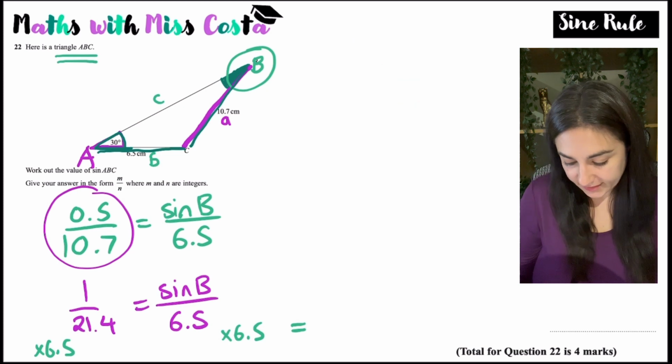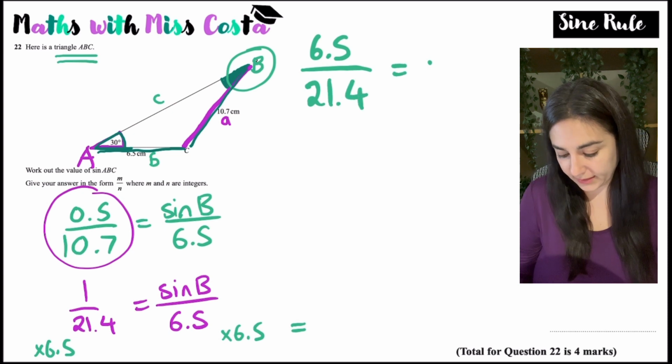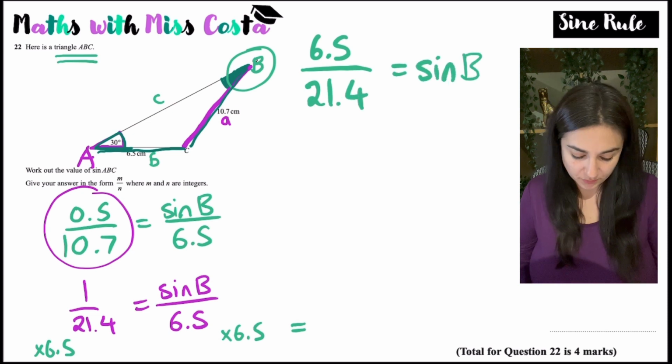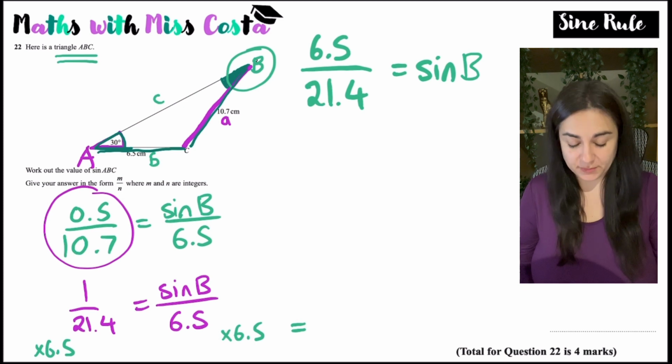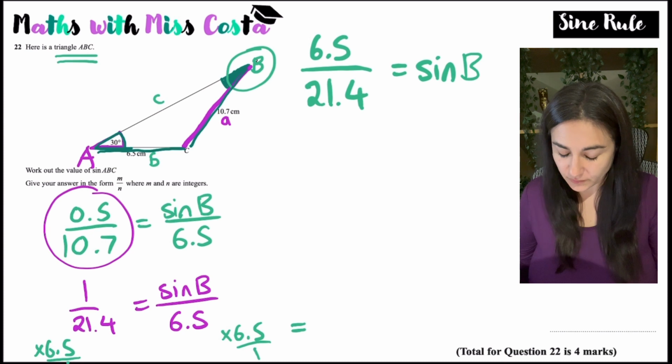I'm left with 6.5 over 21.4 equals sine B. Remember, when you're multiplying fractions, you just multiply the numerators. That's the same as timesing by 6.5 over 1.